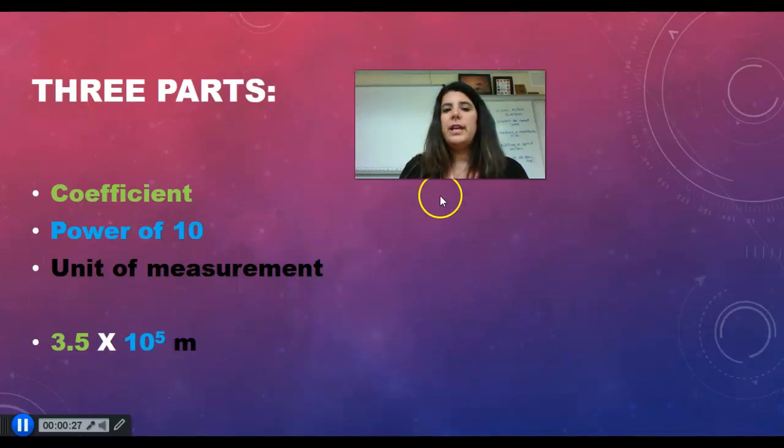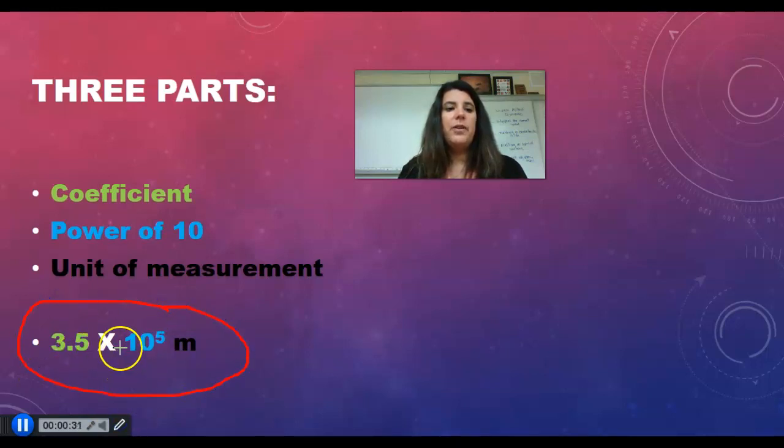So in scientific notation, there are 3 parts to the number. If you look right here, here's a number written in scientific notation: 3.5 times 10 to the 5th meters. There are 3 parts. The coefficient, which is the number before the times sign. A power of 10, which is the 10 to the 5th, meaning 5 units of 10. And then your unit of measurement, which in this case is meters.